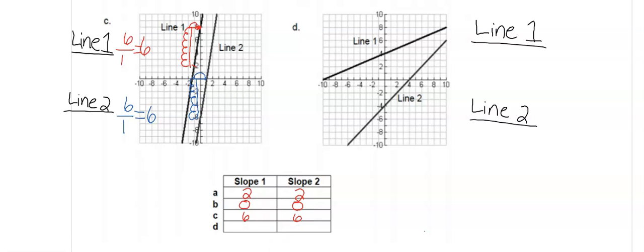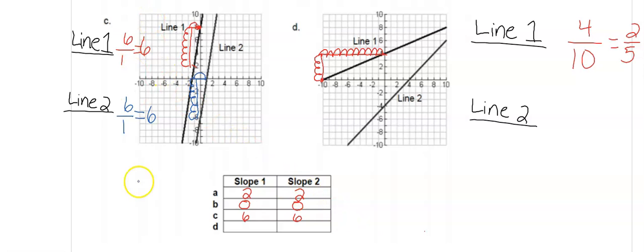And now let's look at our last graph. For line 1, we have perfect points at our x and y intercepts. So if we do the rise over run, our rise is 1, 2, 3, 4. And our run is 1, 2, 3, 4, 5, 6, 7, 8, 9, 10. And if we reduce this, it would be 2 fifths.